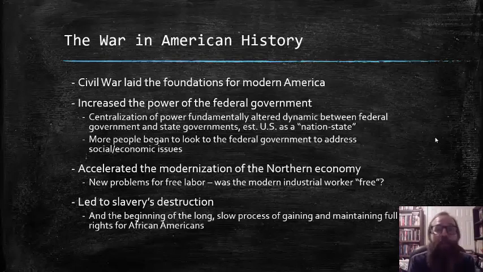More people also began to look to the federal government to address social and economic issues, something that previously had been deemed outside of the purview of much government activity or intervention. It accelerated the modernization of the northern economy and also created new problems for this idea of free labor. Was the modern industrial worker, slave to the machine, slave to the clock, truly free? These were questions that would continue to be debated. And of course, slavery's destruction was one of the ultimate outcomes of the Civil War. And it also signaled the beginning of the long, slow process of gaining and, more critically, maintaining full rights for African Americans in American society.